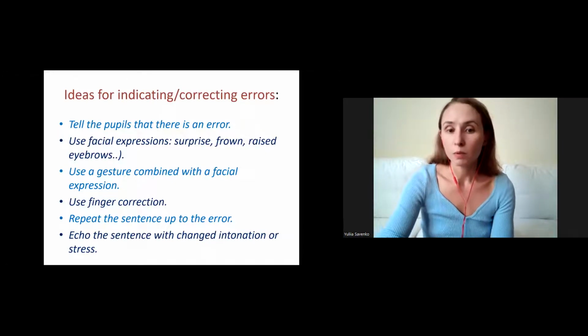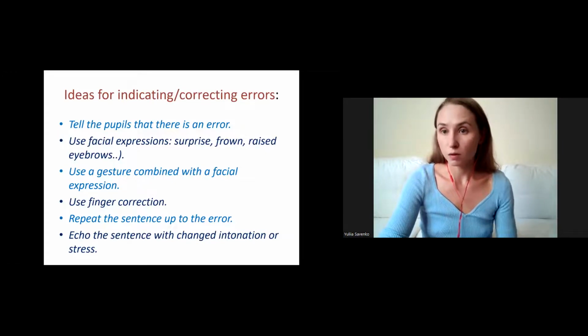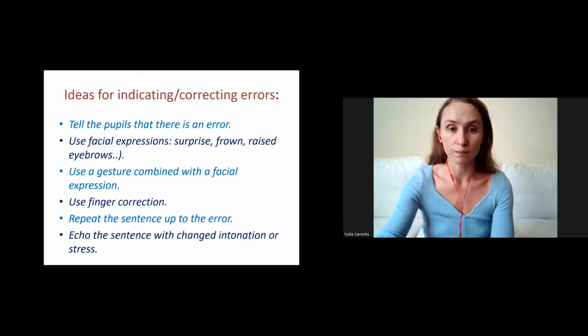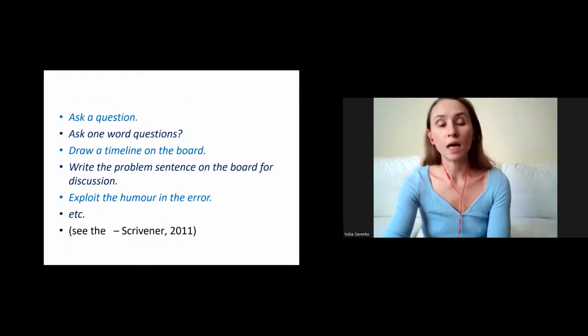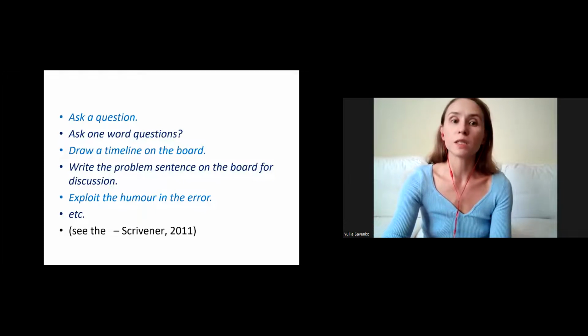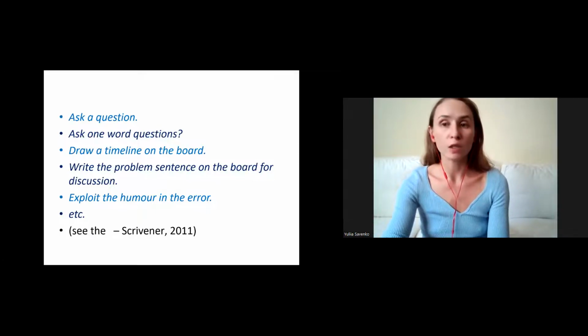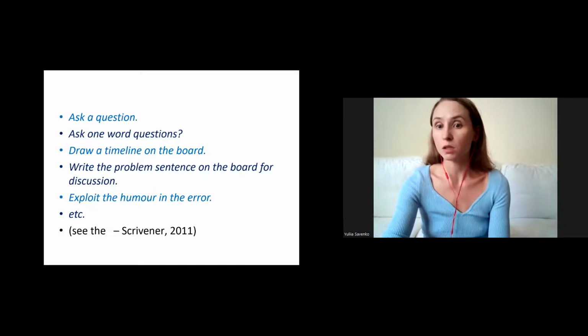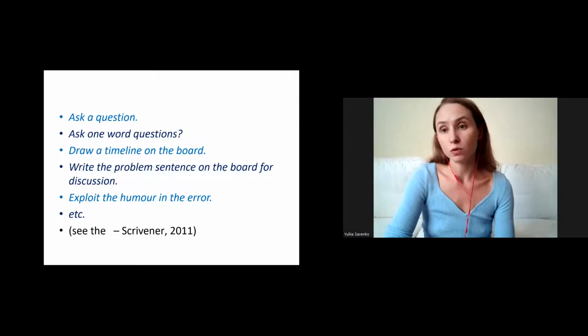And repeat the sentence up to the error and echo the sentence with changed intonation so they understand that something was wrong there. You can ask a question, or you can ask a one word question and draw a timeline on the board so they understand grammar. Write the problem sentence on the board for discussion.